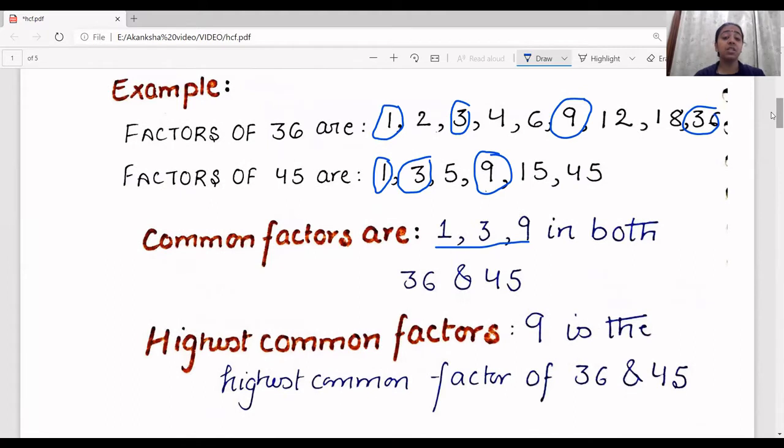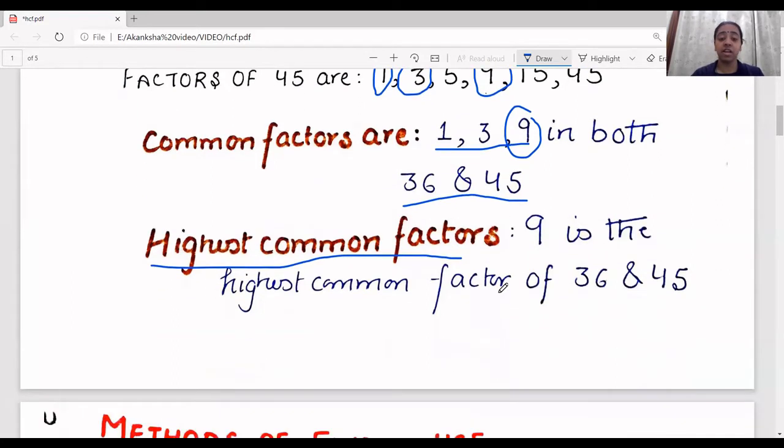So now coming to the original term, which was highest common factor. What do you mean by highest common factor? Highest common factor is the one which is the biggest one. So out of the common factors between 36 and 45, 1, 3, 9 are the common factors. And if you're supposed to find the highest common factor of 36 and 45, the answer will be 9. So 9 is the highest common factor of 36 and 45. I hope you got the logic behind the highest common factor.